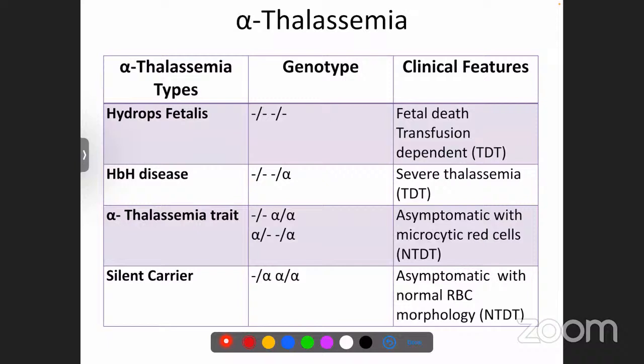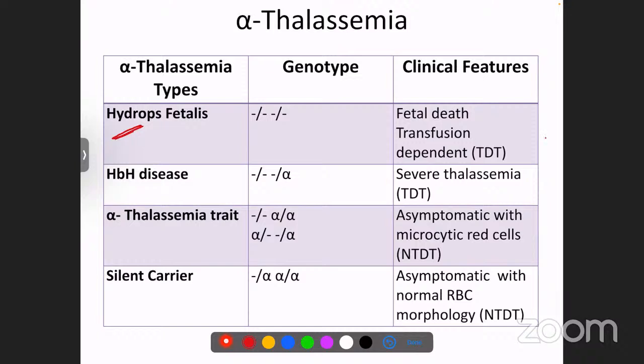So coming to the next one, alpha thalassemia. As we have already discussed, alpha thalassemia is coded by an identical pair of genes on chromosome 16, so there will be 4. Hydrops fetalis is where all the 4 alpha genes are absent. These children will not survive, fetal death will be there. Hydrops means massive fetal edema; the entire baby will look like anasarca and fetal death will be there. Transfusion dependent, very unlikely for them to survive.